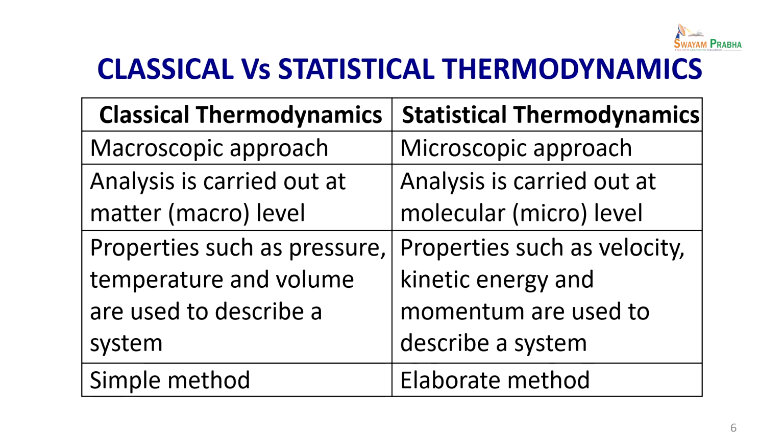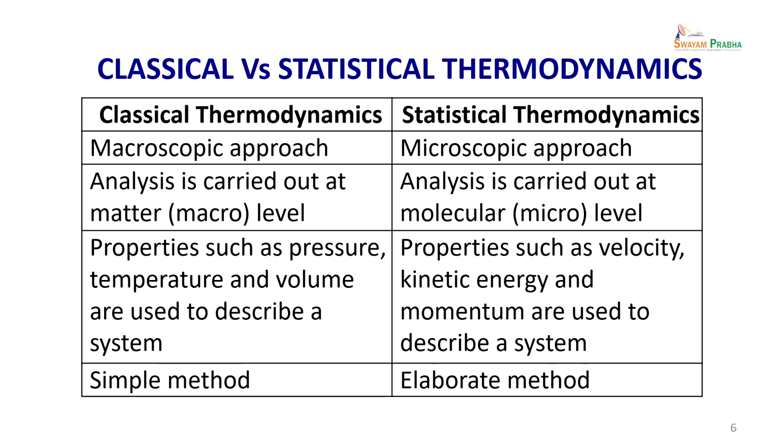Another difference is, in classical thermodynamics, properties such as pressure, temperature, volume are used to describe a system. Any system if we take, there are certain basic properties: pressure, temperature, specific volume, density, all these are properties of a system. Whereas in statistical thermodynamics, properties such as velocity, kinetic energy and momentum are used to describe a system. That is what I told in that example, the pressure exerted by a gas on a system is due to the molecular momentum and the collision of the molecules.